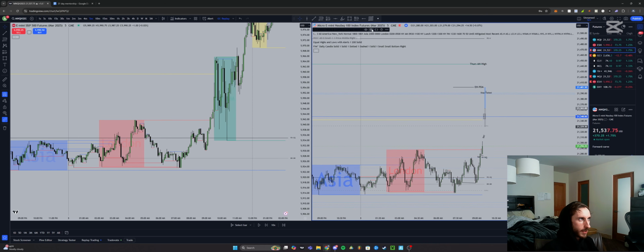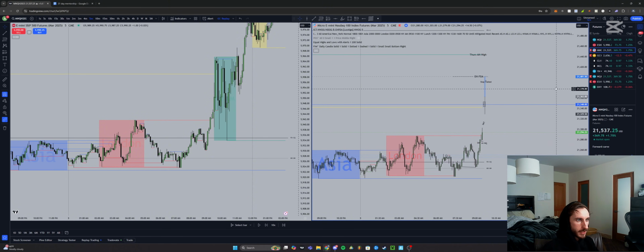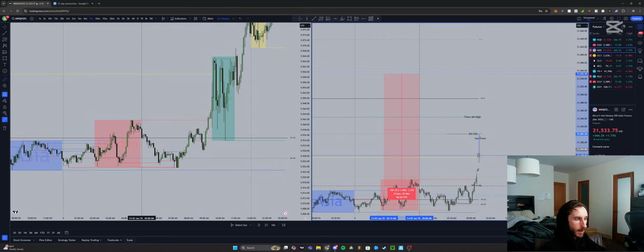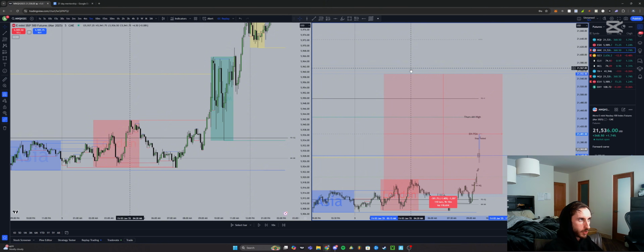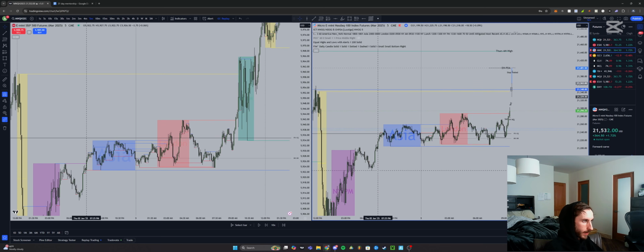But if we look here, let me go to the NWOG. If we take our ruler from the top of this new week opening gap to the top of this new week opening gap, it doesn't matter which way, you'll notice that the midpoint, or the average between these two areas, is that event horizon PD array. That dotted line is what that is, and that's where I took my first partial. So regardless, let's just go ahead and get into the recap.